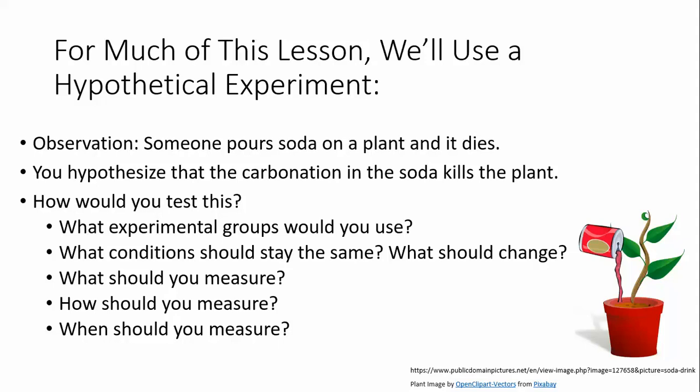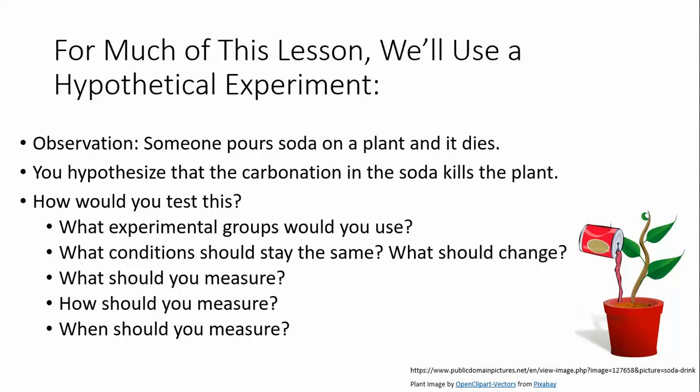So let's say that somebody has an observation that a person poured soda on a plant and then the plant died soon after. You want to know why this happened. So you have to pick one thing about soda that you think might be what harms the plant. So you're going to hypothesize that carbonation in the soda, the carbon dioxide that's dissolved in it, is what kills the plant. And what you want to do is now think, how would you test this?